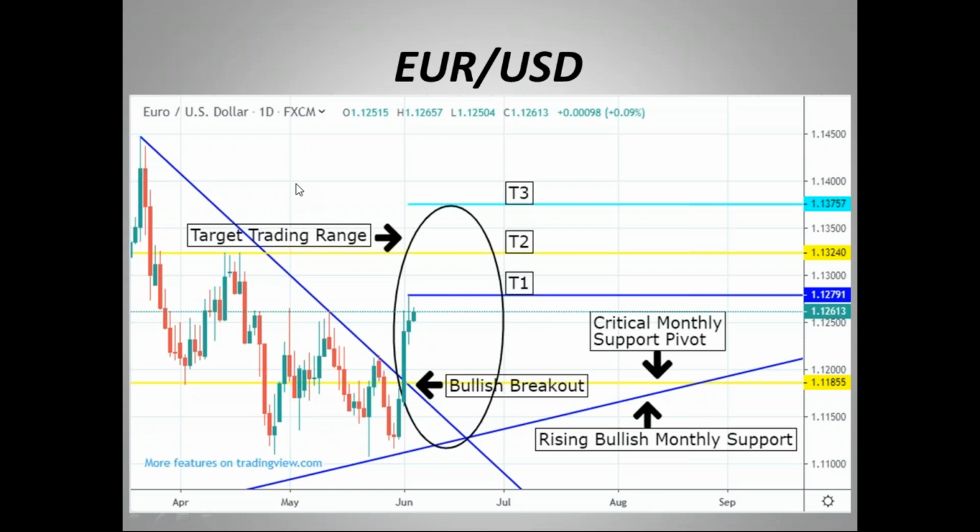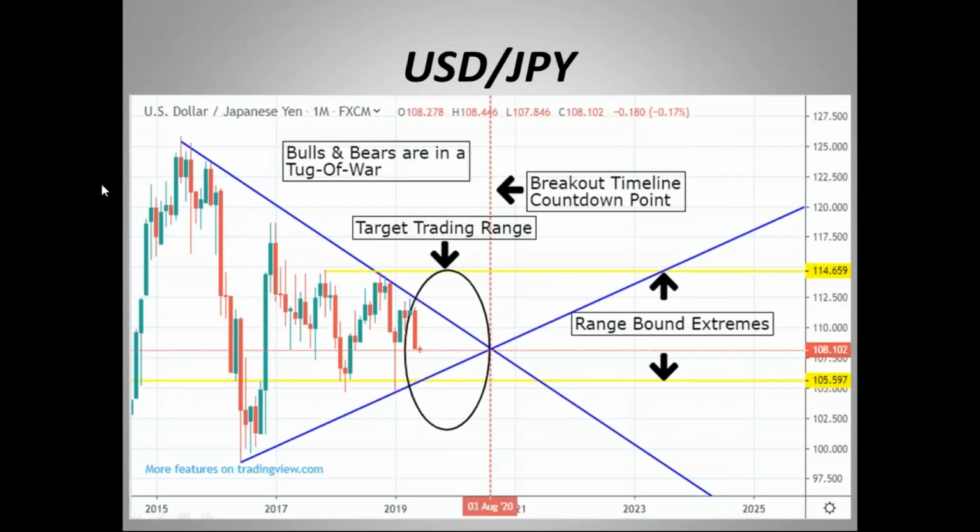So let's go on to our next slide, which is the US dollar JPY. Now this is a monthly chart. As you can see, the market has been wedging over the past basically 4 or 5 years, and it's coming down to a needle point there.